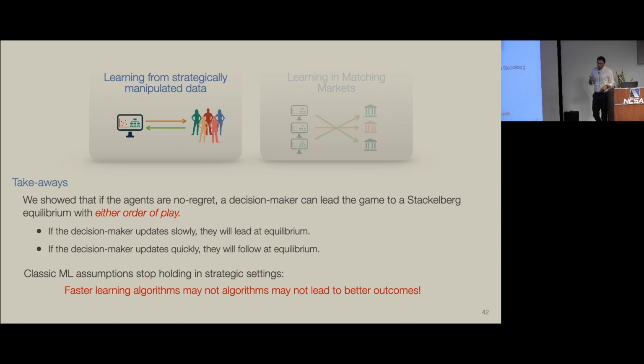But the real takeaway here is that classic machine learning assumptions can stop being true in strategic settings. So faster learning algorithms or faster converging algorithms might not always lead to better outcomes when you're using them in strategic settings. You have to think about your learning rate and all these types of parameters. And faster may not always be better, basically.